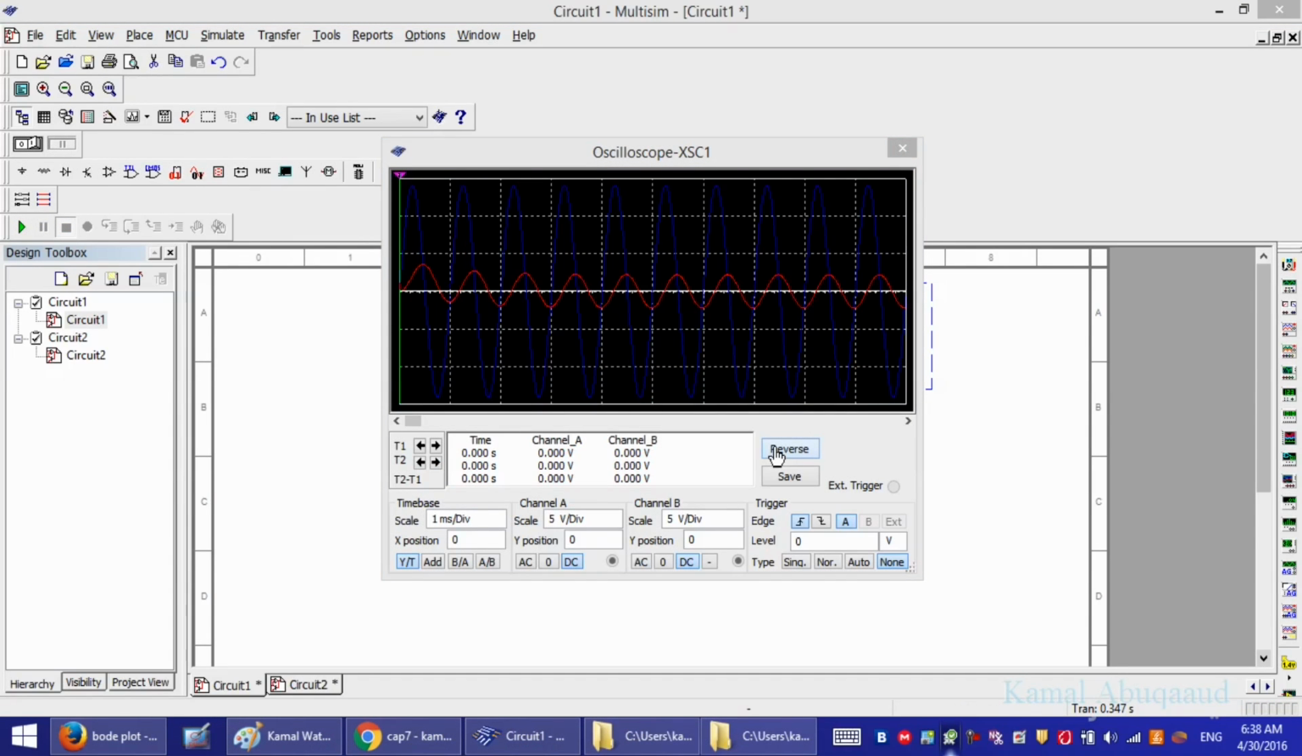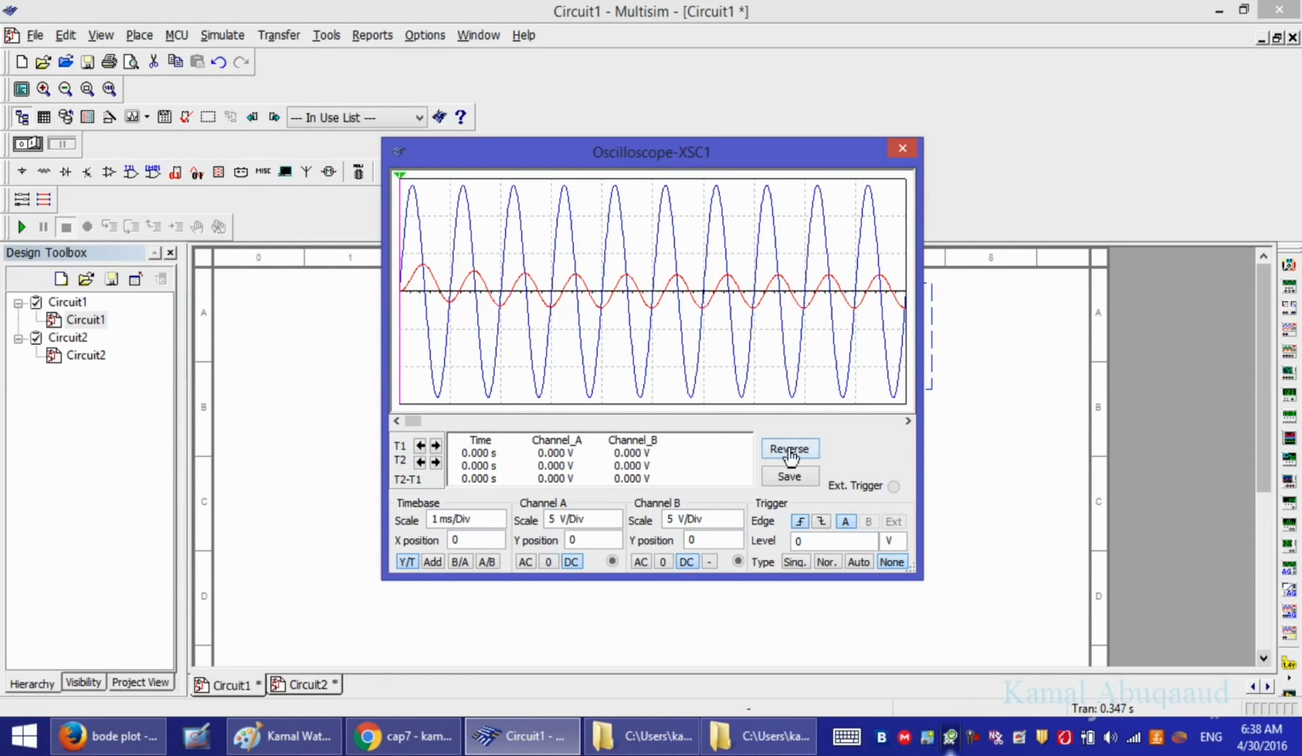The blue color is not clear. I reverse the background color and make it white. Now both waveforms are clear. There are two cursors. You can move any of them and check the value at any time.